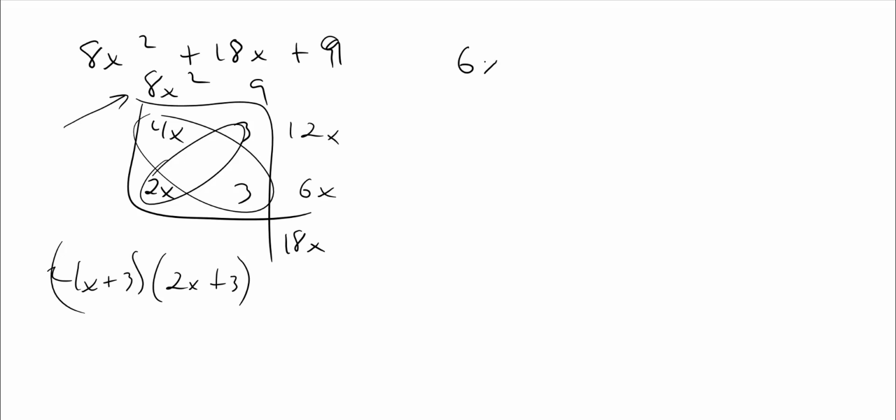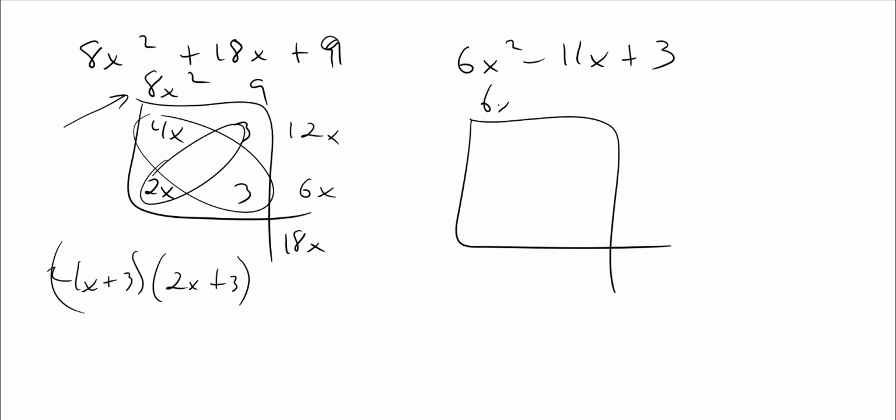Okay, one more, and then we're going to get to one kind of a crazier one, because you got some on your homework, and one easy review. Okay, so 6x squared, 3, negative 11x. So I'm going to do 2x and 3x, and 3 is just 3 and 1. It's negative though for here, so that means both of them have to be negative. So what if I do negative 3 and negative 1?